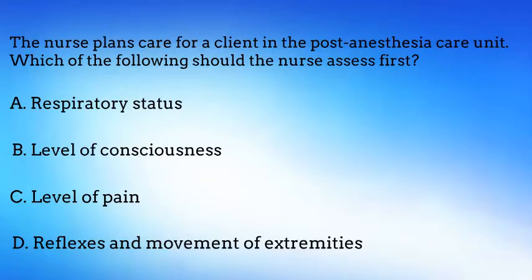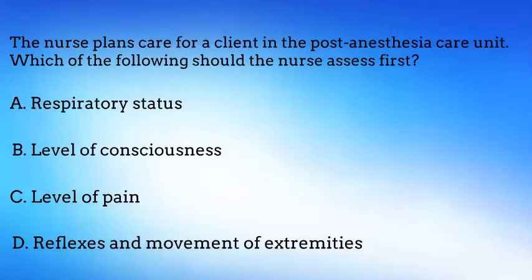In our first question, the nurse plans care for a client in the post-anesthesia care unit. Which of the following should the nurse assess first? A, respiratory status, B, level of consciousness, C, level of pain, D, reflexes and movement of extremities. If you would like to pause the video for a moment to try to work through this on your own, go ahead and restart when you think you have the answer.